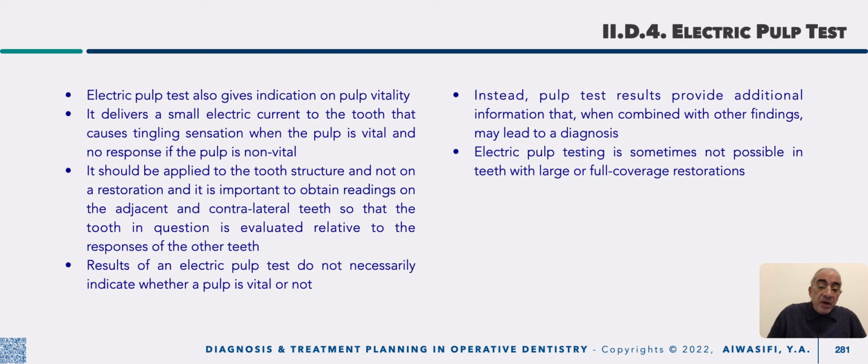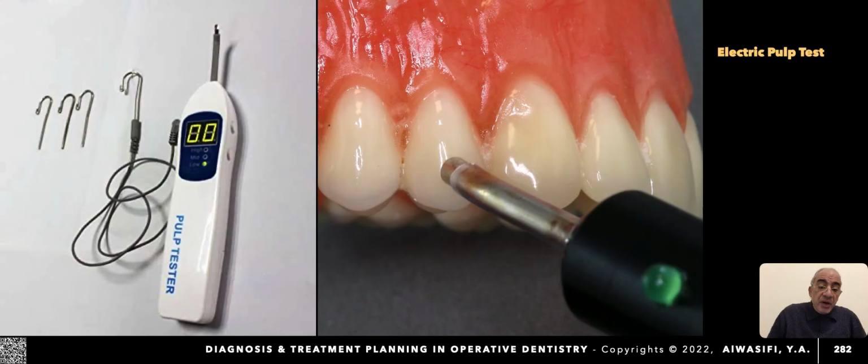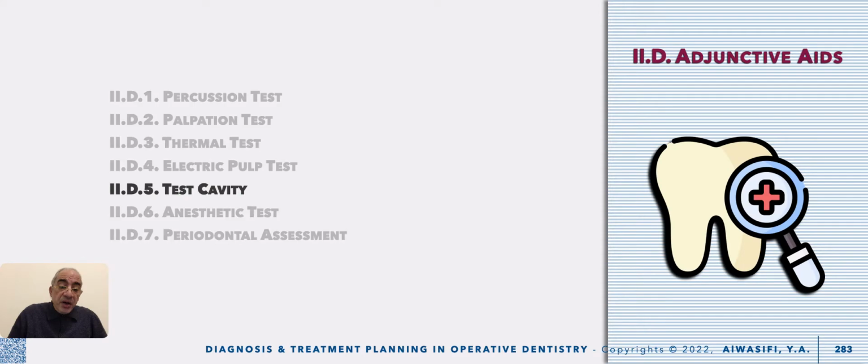Also, you should review the medical history of your patient, because these devices are not recommended to be used in patients with a pacemaker, an artificial heart pacemaker. This is a photograph of a pulp tester showing a reading that should be compared with other healthy teeth as we discussed. Then comes the test cavity. What is a test cavity?